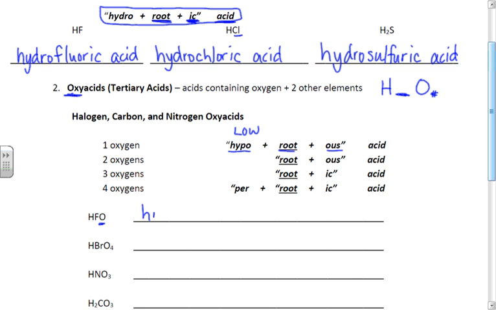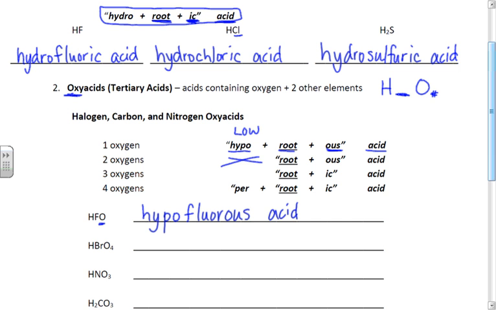So we start with our prefix hypo for low. Then we need our root. It's fluorine, so it's going to be fluor. And then we put our suffix OUS, and then the word acid. So it's hypofluorous acid.